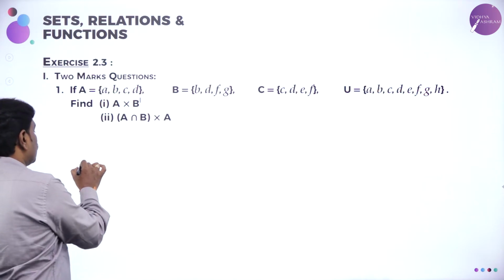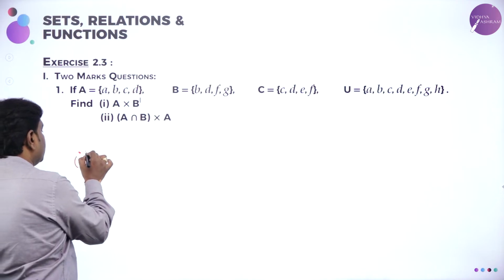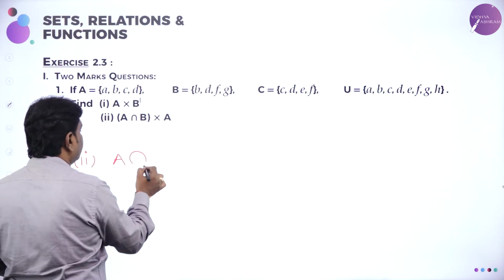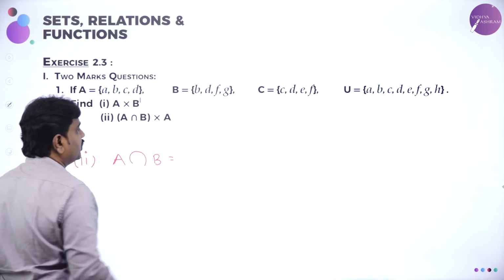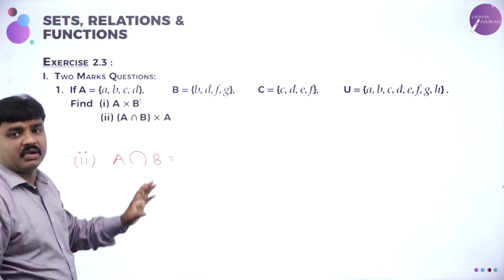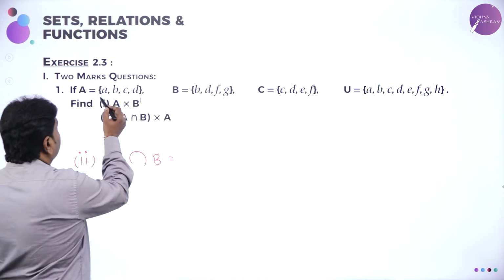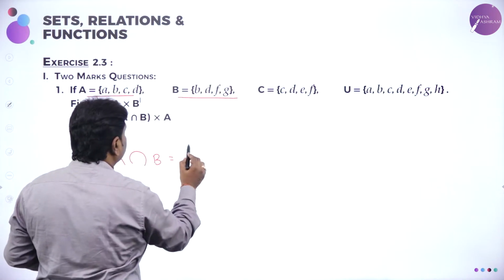So first, to solve the second one, we need to find A union B and A intersection B. What is meant by A intersection B? Common elements of A and B. What are the common elements of A and B?